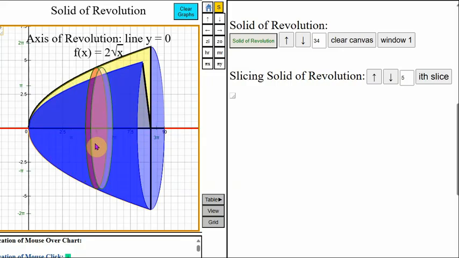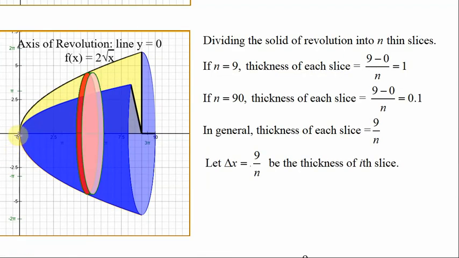And so one of the slices or one of the discs would look like this. And so let's go find the volume of this disc right here. Let's call it the ith disc. Notice that the distance from here to here is 9. And so if we divide the solid into 9 discs or 9 slices, then the thickness of each disc will be 9 over 9, which is 1.